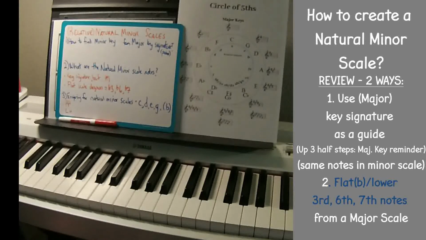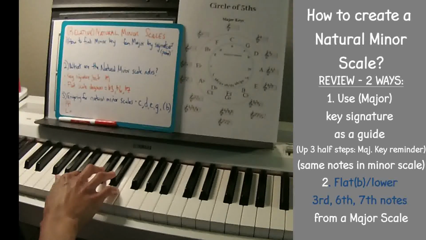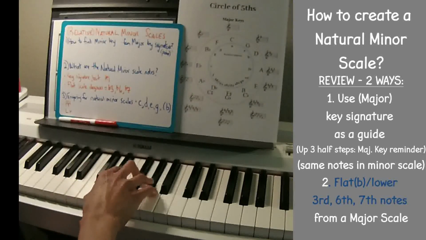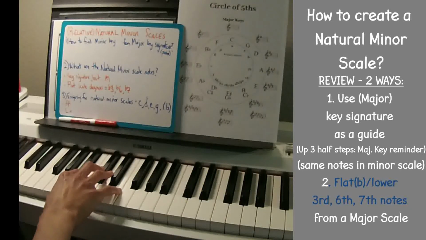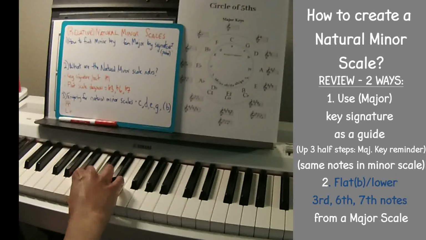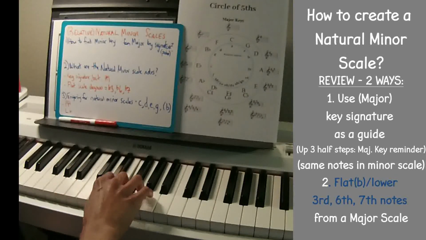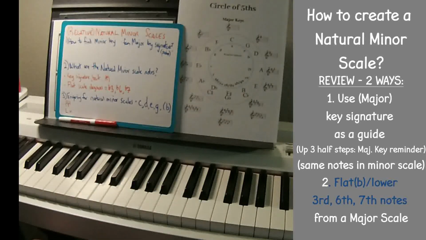Right? And then another way, just like I said, was lowering 3, 6, and 7. So in this case, it's A major. That's our regular major scale. And then now we just want to lower scale degrees. So lower the 3rd, lower the 6th, lower the 7th. 2 ways to get to the same result.